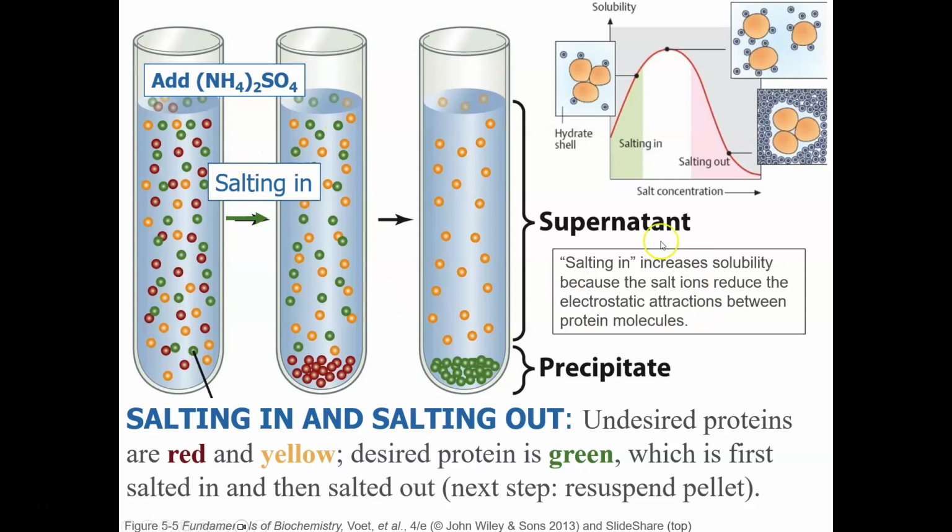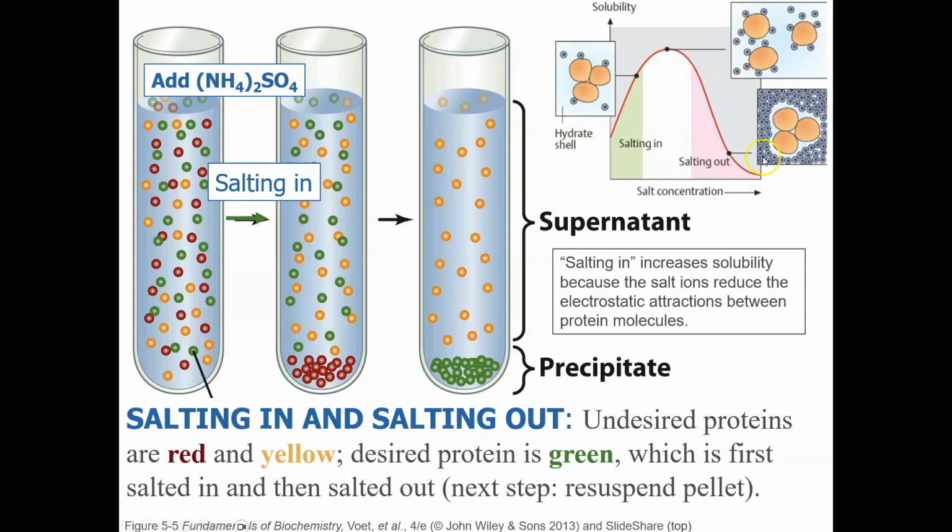them in. So salting in actually increases the solubility of the proteins because the salt ions reduce the electrostatic attractions between the proteins. And that's shown here, where if the protein is shown in these brown circles right here, and I add some salts, then the salts will interact with the charges on the surface of the proteins and keep the proteins apart, and that will cause them to be soluble.